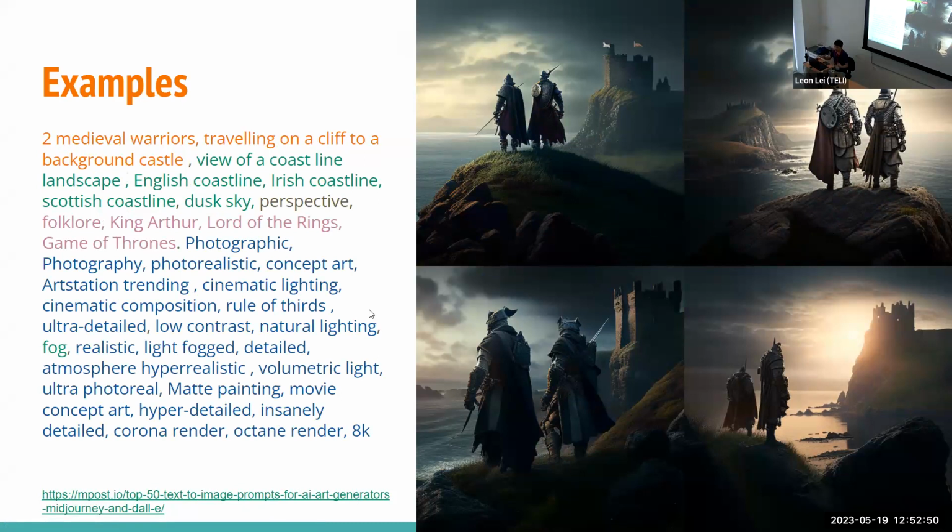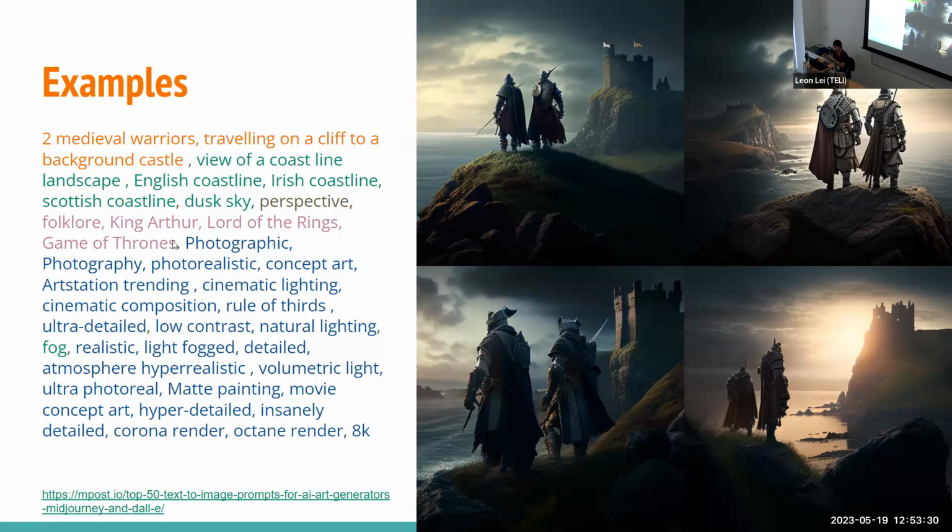In particular, you can see it combines several components in the drawing. The first is the major content, which is the two knights on the cliff, on a mountain. The green one is the background. The background should be a coastline, like the English or Scottish or Irish one, with a cloudy sky at the back. And then some more references, which is the purple one. Some of the references are Lord of the Rings, Game of Thrones, and King Arthur.